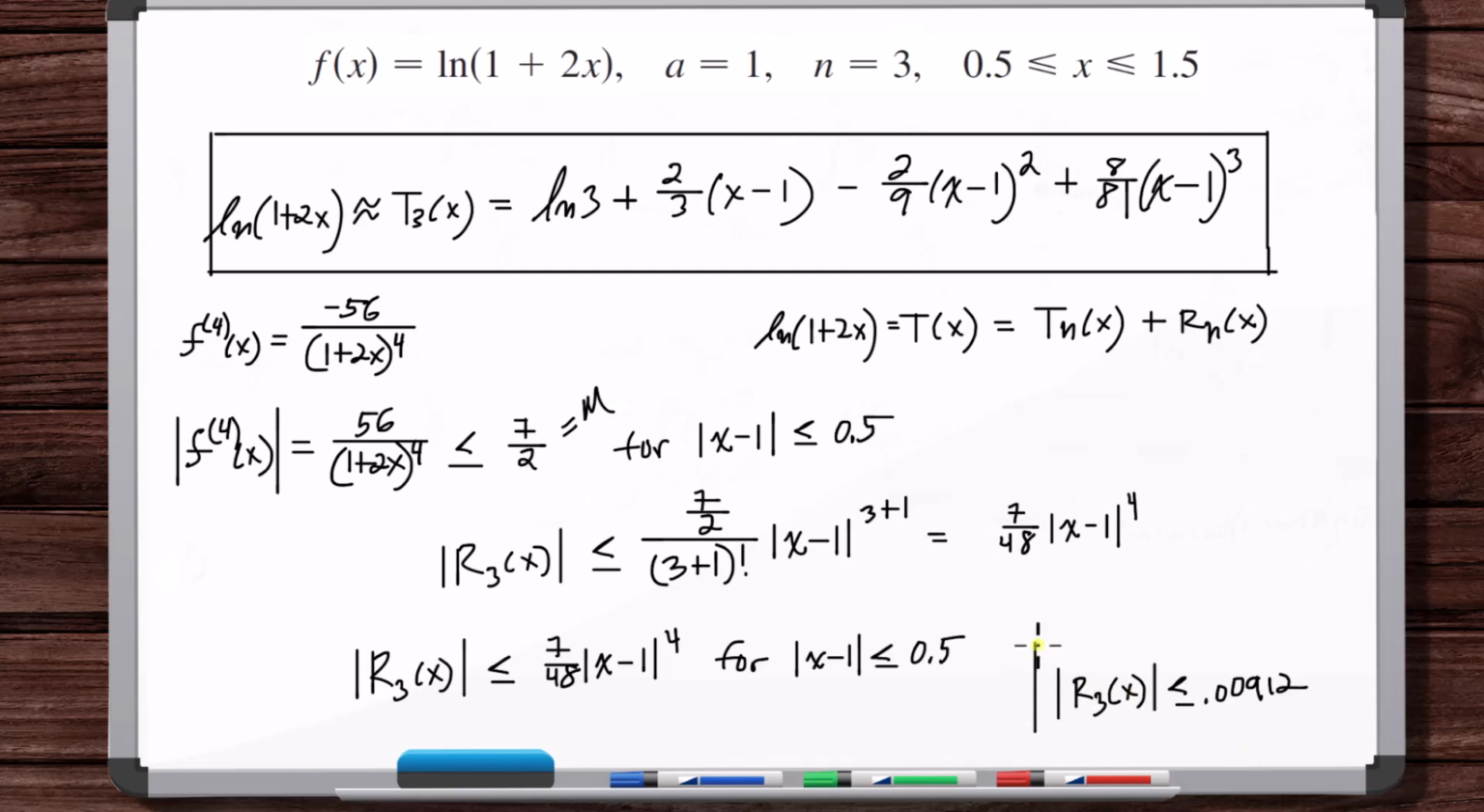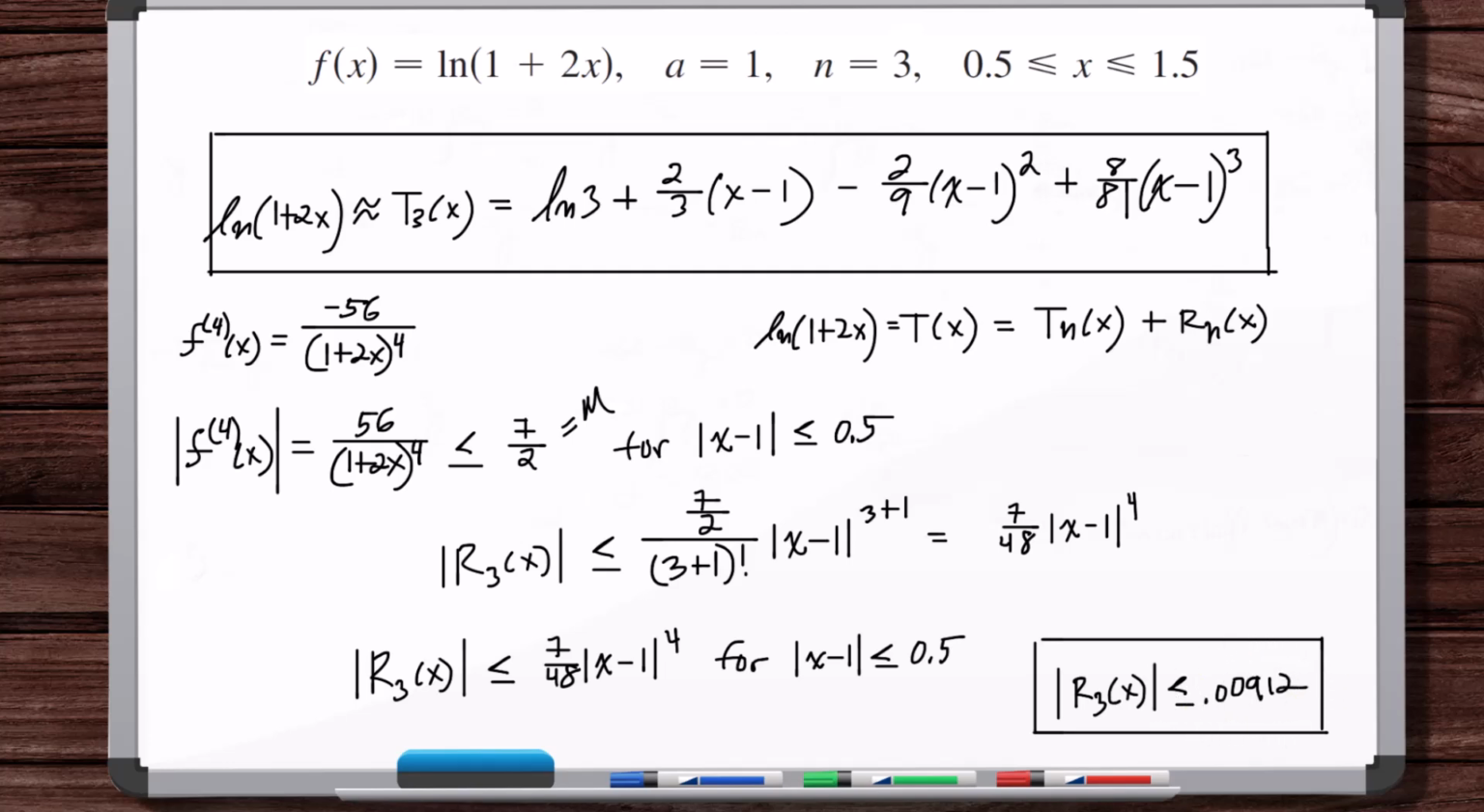So there we go. No matter what x you plug in, as long as it's within the interval from 0.5 to 1.5, the error between what you get with the Taylor polynomial and the actual function, the difference, will never be greater than this.